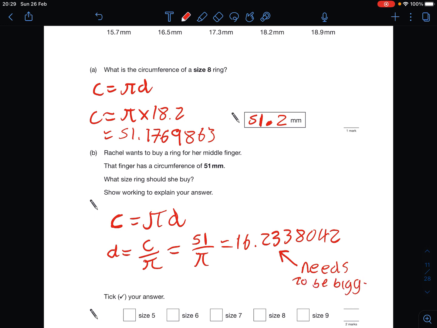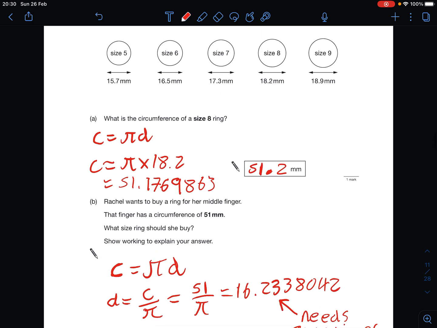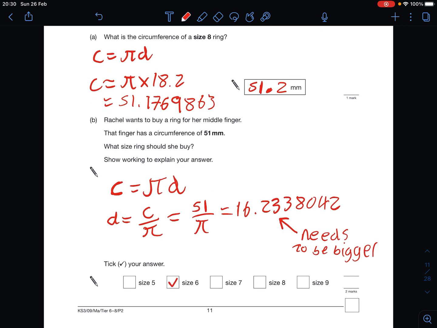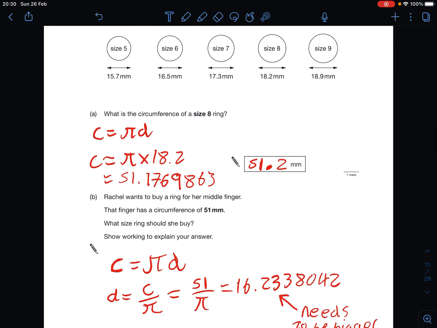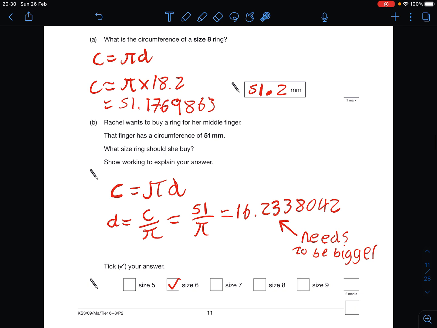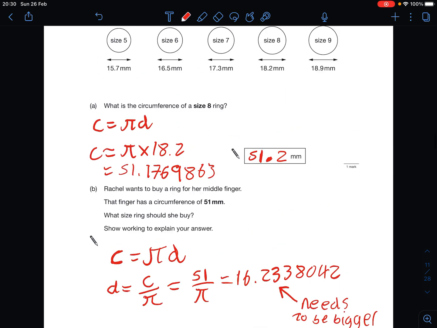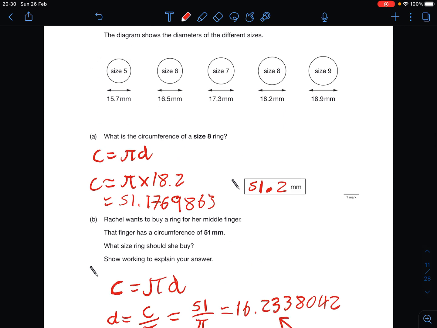You're not going to be able to fit your finger in a ring if its diameter is smaller than your finger's. So we need it to be bigger than that, in which case it needs to be the size 6 ring, because that is bigger. The size 5 would be too small. You needed to justify why you couldn't have a size 5 as well. You couldn't just say size 6 would fit, because technically the size 9 would also fit. Why aren't you going for a size 9?